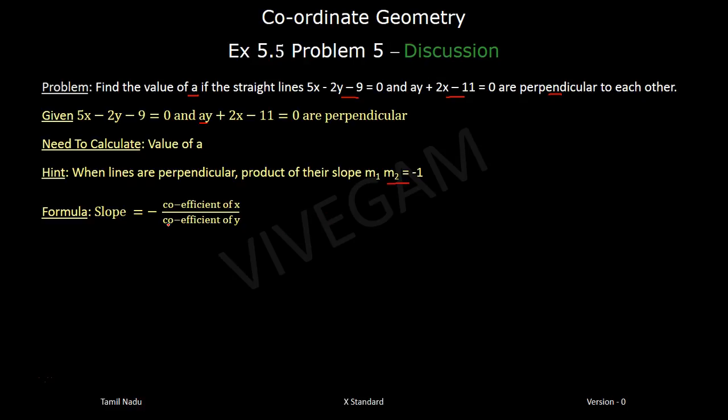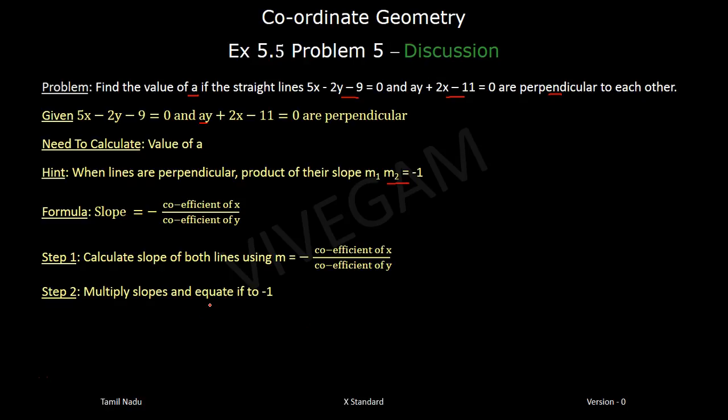The slope is given by minus coefficient of x divided by coefficient of y. So the steps: Step 1, calculate the slope of both lines using the formula m equals minus coefficient of x divided by coefficient of y. Step 2, multiply the slopes and equate it to minus 1. As the lines are perpendicular, you will have the condition that the product of the slopes will be equal to minus 1. Then solve the equation. When you do this, you will get an equation in terms of A. Solve this equation and get the value of A.